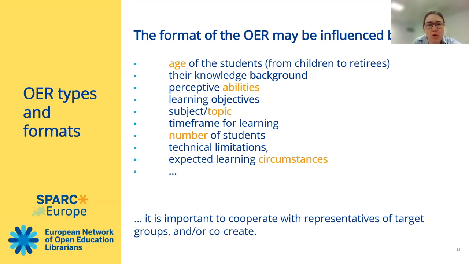So we have to know the knowledge background of our students, their perceptive abilities, and also we have to set our learning objectives, what we want to teach our target group. We also need to know the subject, topic, time frame for learning, how long our lesson will take, to choose the right form and method, and the number of students, because some forms are suitable for only small groups, other forms are better for bigger groups, expected learning circumstances, and many other factors.